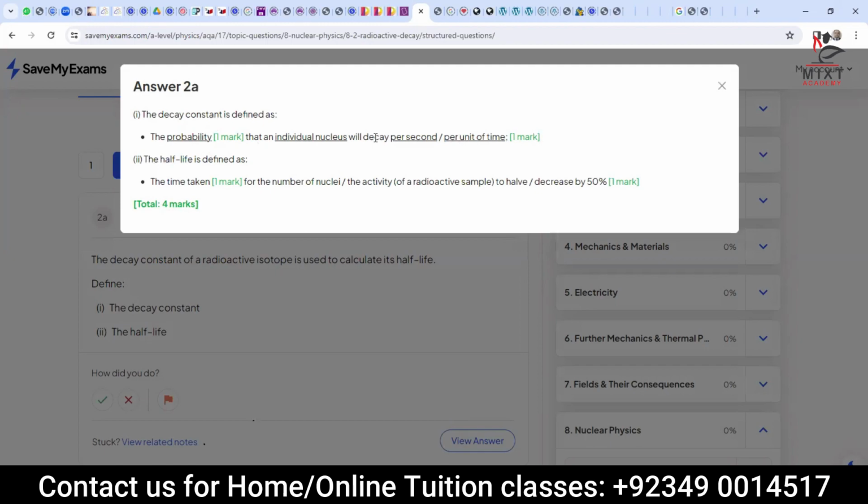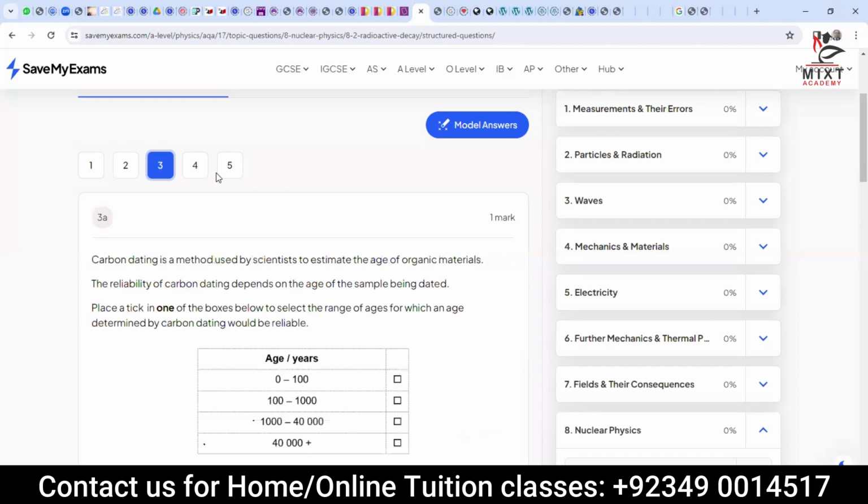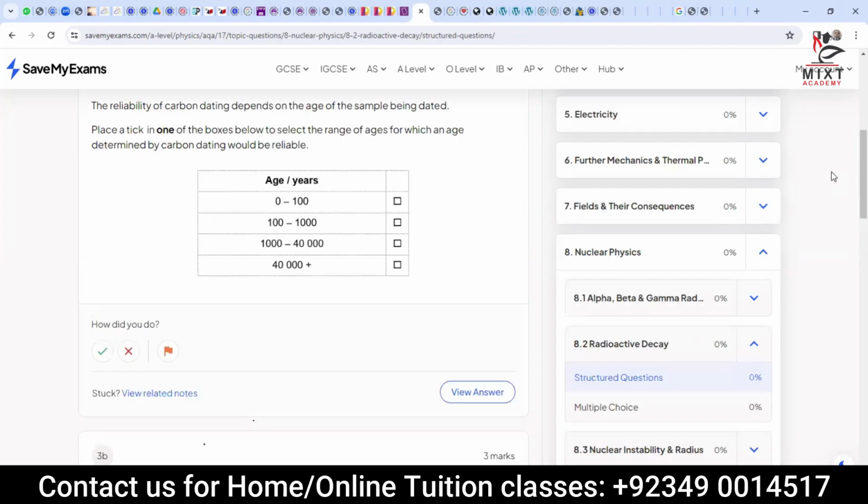Yes, Manu, any question? No, sir. Okay, let's take another one quickly. Now, this one is good. Carbon dating is a method used by scientists to estimate the age of organic material. The reliability of carbon dating depends on the age of a sample being dated. Place a tick in one of the boxes below to select the range of ages for which an age determined by carbon dating would be reliable. What do you think? 1,000 to 40,000?